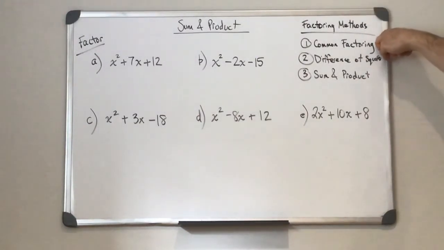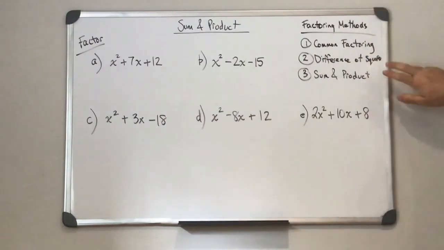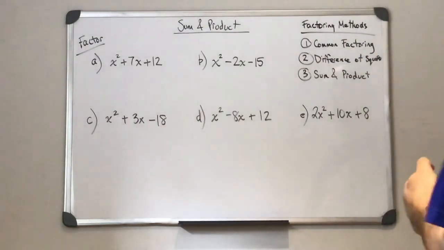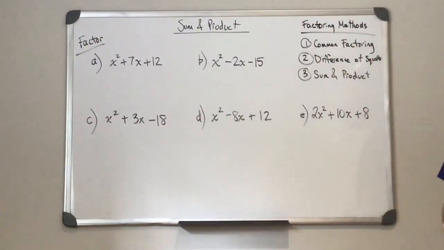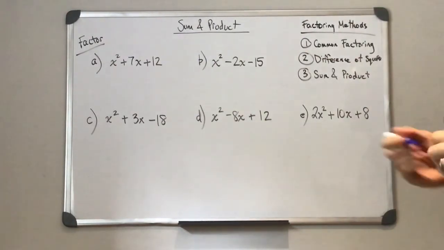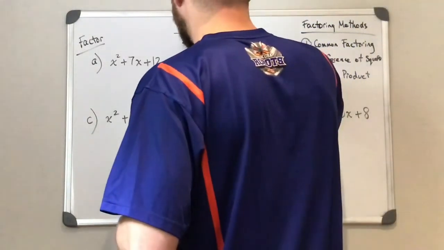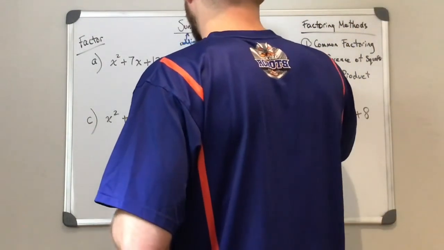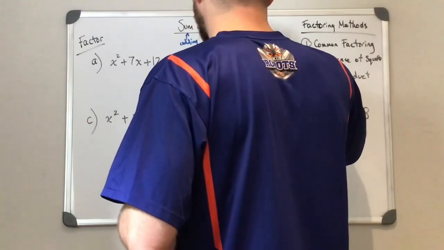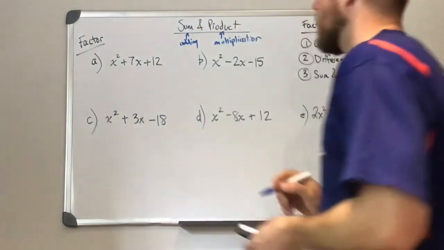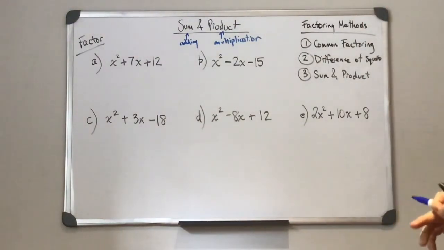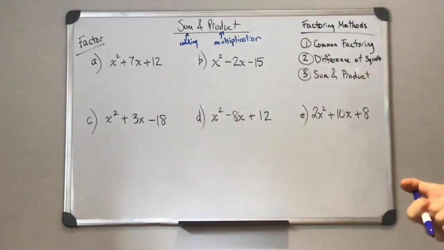If we aren't able to do any common factoring, then we have to see if we have one of these two situations. In our previous lesson we covered difference of squares. This one we're going to be looking at sum and product. In the name itself, sum basically means adding, product means multiplication. So in this method of factoring, we need our numbers to add to a certain number and also to multiply to a certain number.